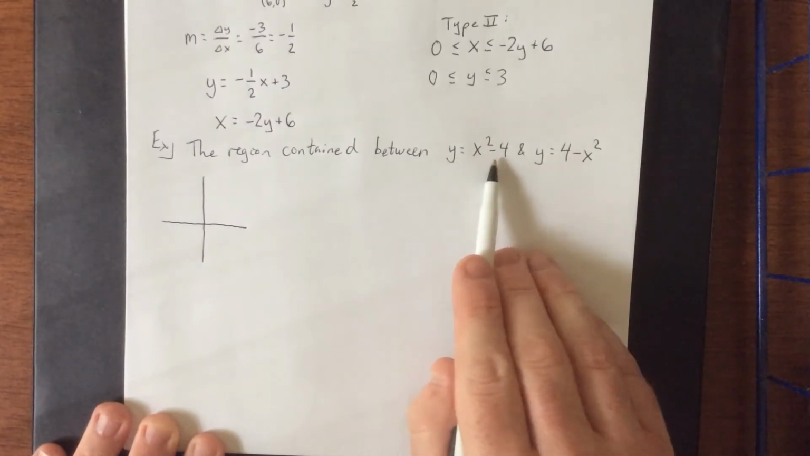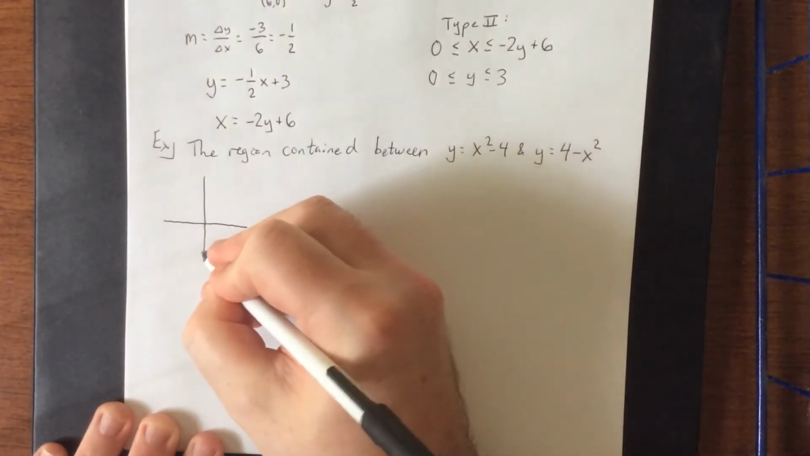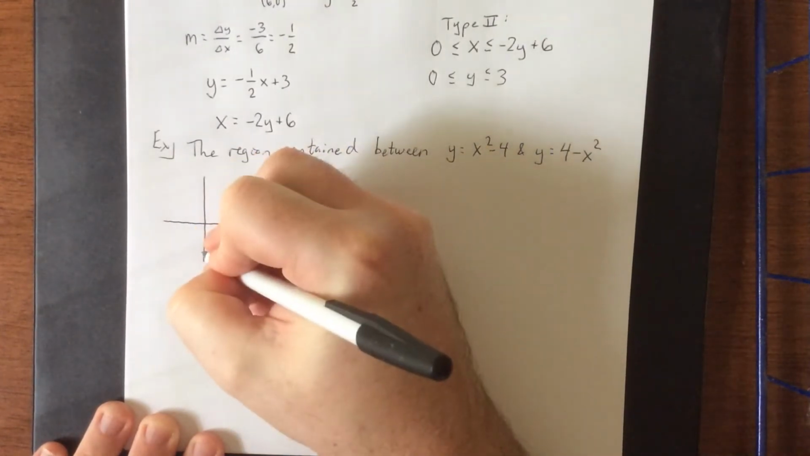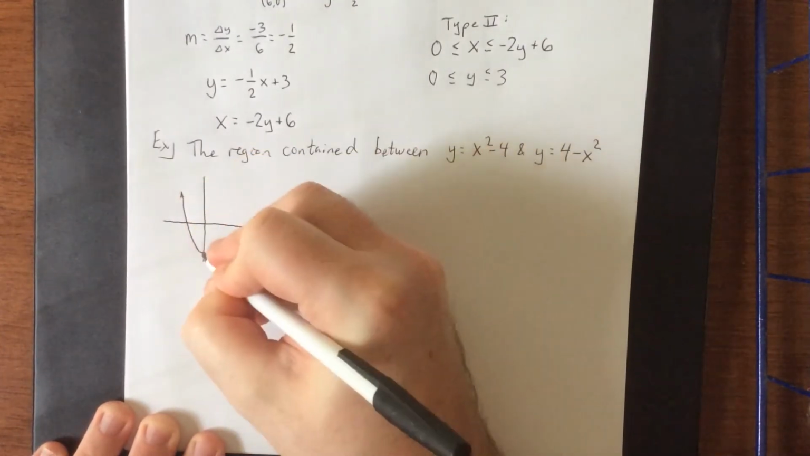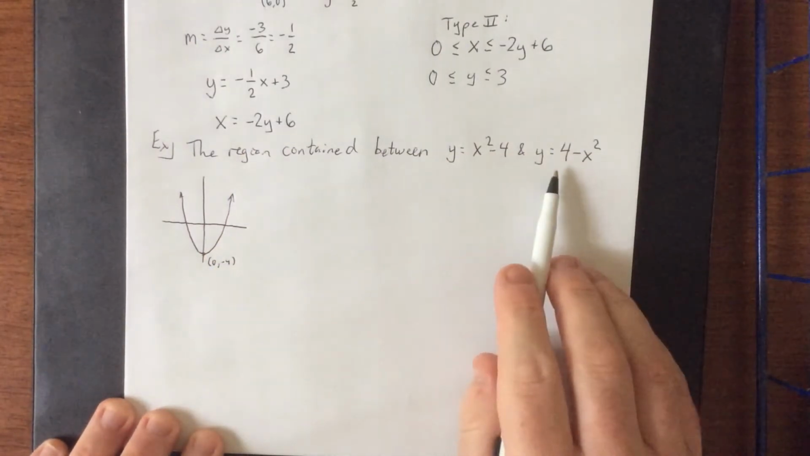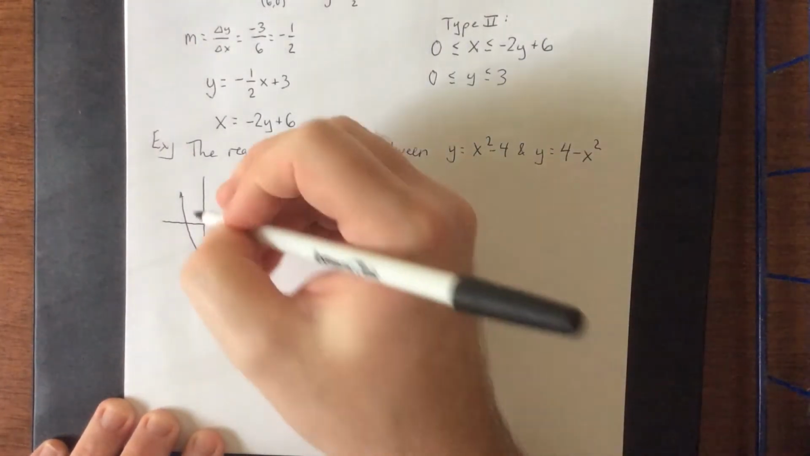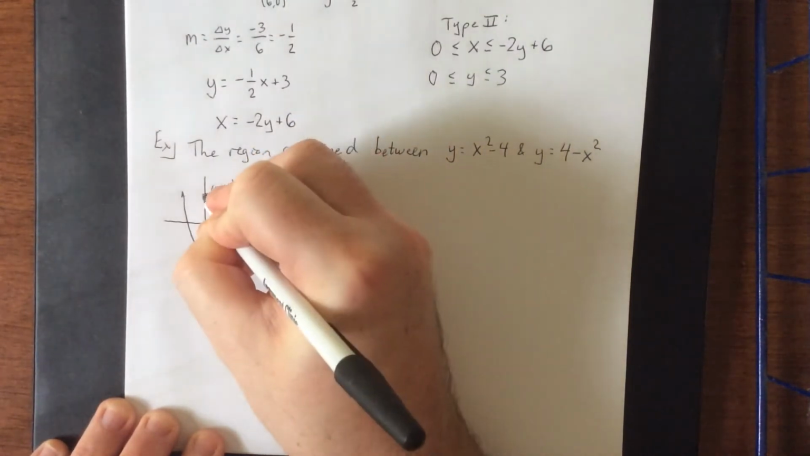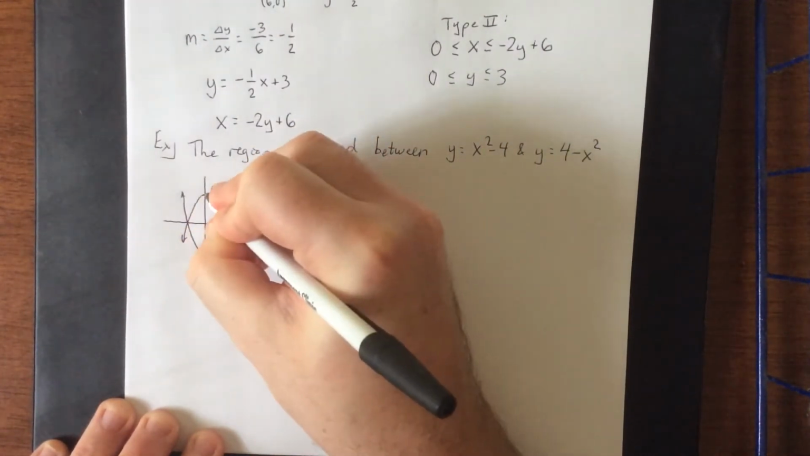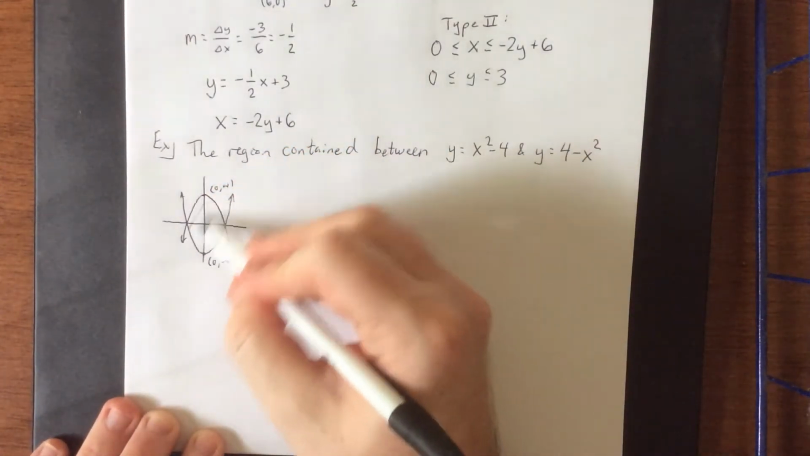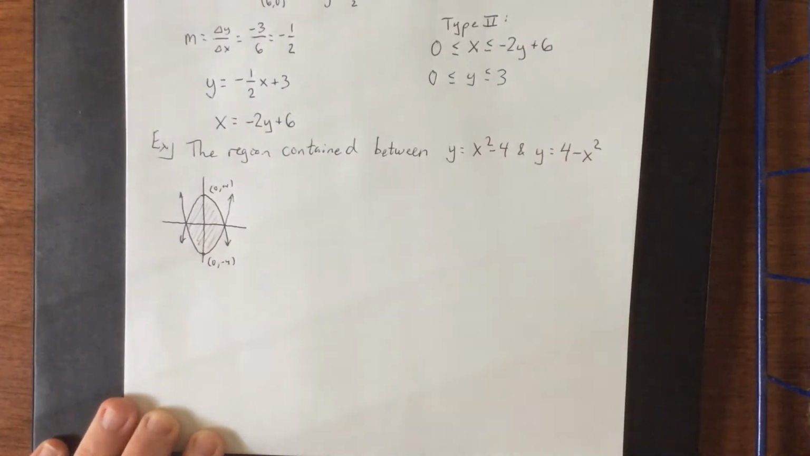So first off, y equals x squared minus 4. That's a parabola whose vertex is at (0, -4), that opens in an upward direction, like so. y equals 4 minus x squared is going to be a parabola with its vertex up at (0, 4). That's going to open in the downward direction. So the region in question would be this region right here.